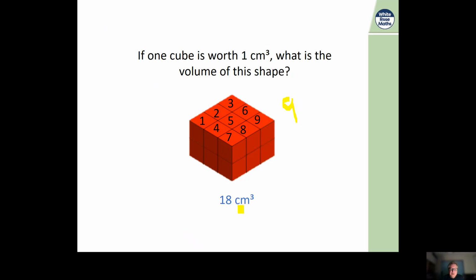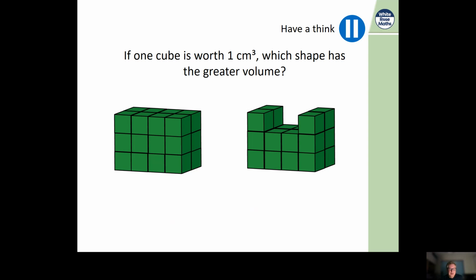So we were writing using the known units of volume. It's whatever the length is. In this case, we've got 1 centimeter dimensions, and then it's cubed. So a cube. Again, if 1 cube is worth 1 centimeter cube, which shape has the greater volume? So pause the video, have a think.